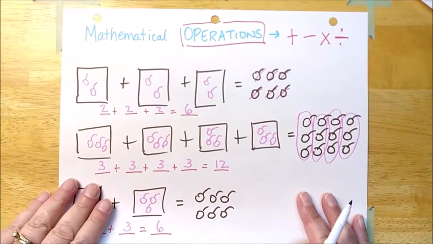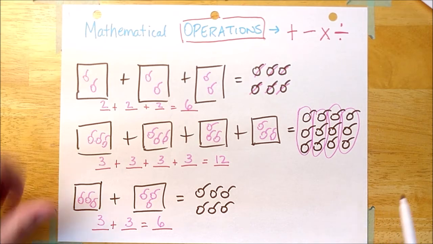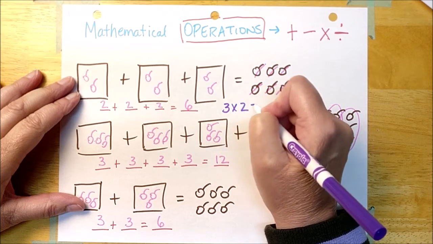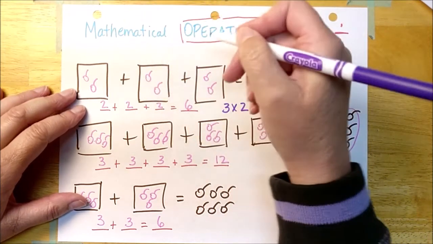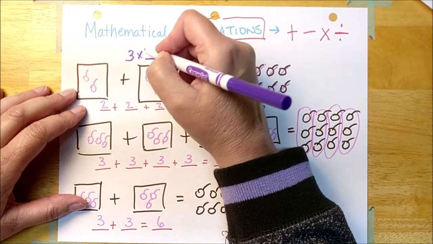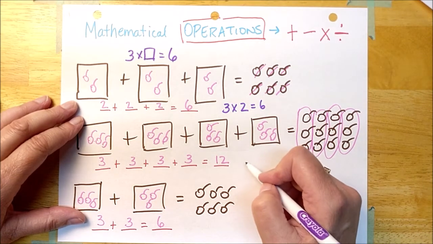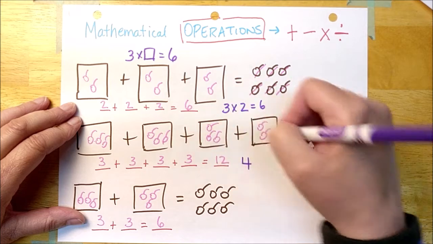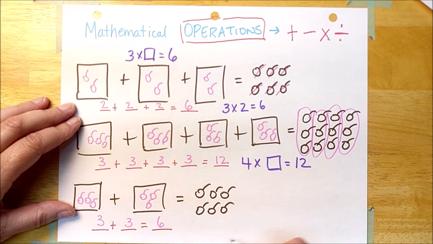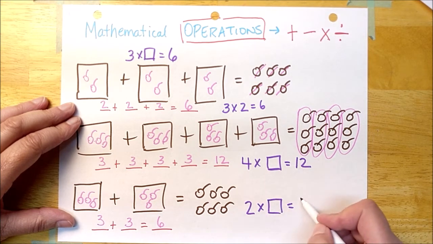Now if I go back to this sheet for a minute, and I was to rewrite these, I could do this as well. I could say that this was 3 times 2 equals 6. Or the problem could have been, I have 3 boxes. How many are going to go in each box so it would equal 6? Here I could say I have 4 boxes. How many do I have to multiply by to get to 12? Or in here I could say I have 2 boxes times how many would equal 6.